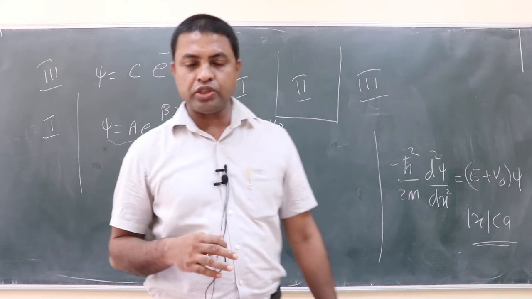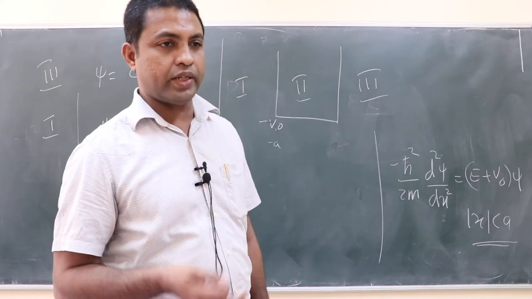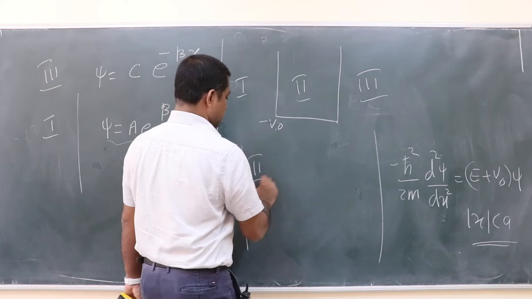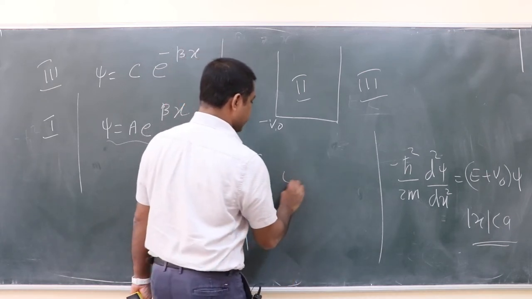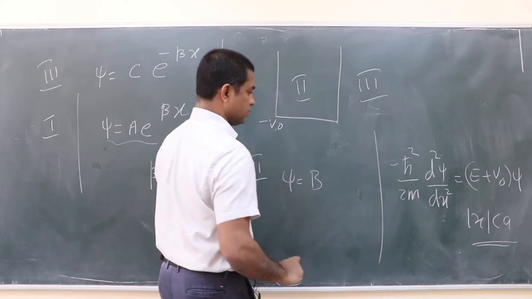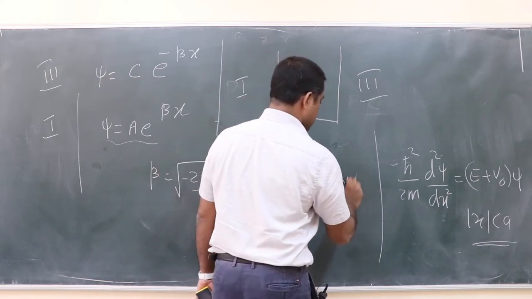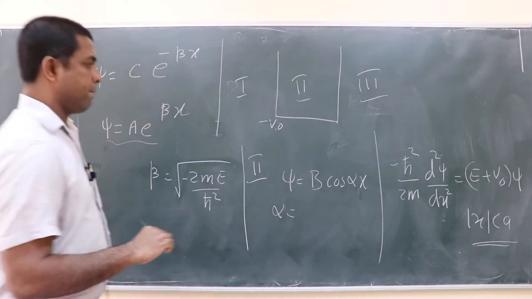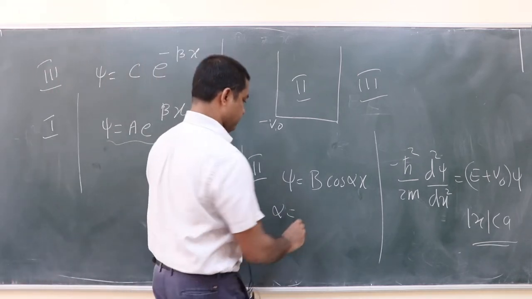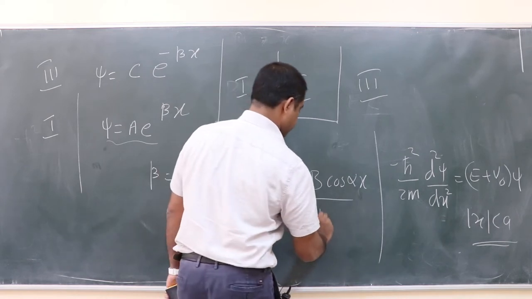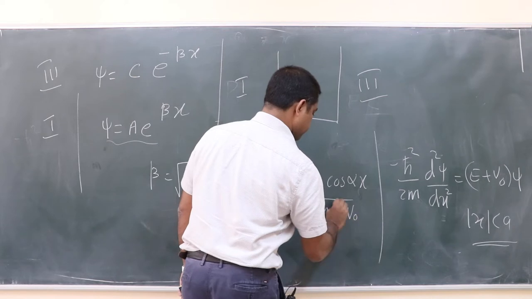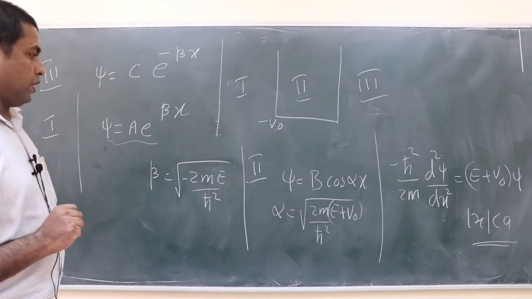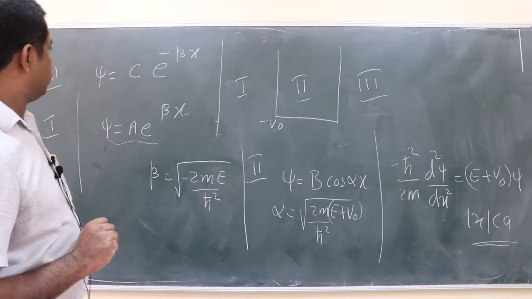Sine or cos. So now I am just looking at the even solutions, so that is cos solutions. Okay. So in that case, I can write down the section 2 solution: psi is some B cos alpha x, right? So what is alpha equal to? Right? Okay. Fine.